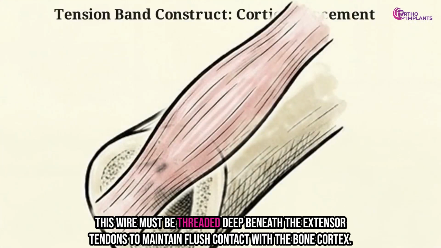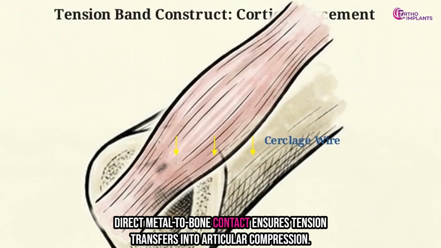The figure-of-8 wire is the primary tensioning component of the construct. This wire must be threaded deep beneath the extensor tendons to maintain flush contact with the bone cortex. Direct metal-to-bone contact ensures tension transfers into articular compression.